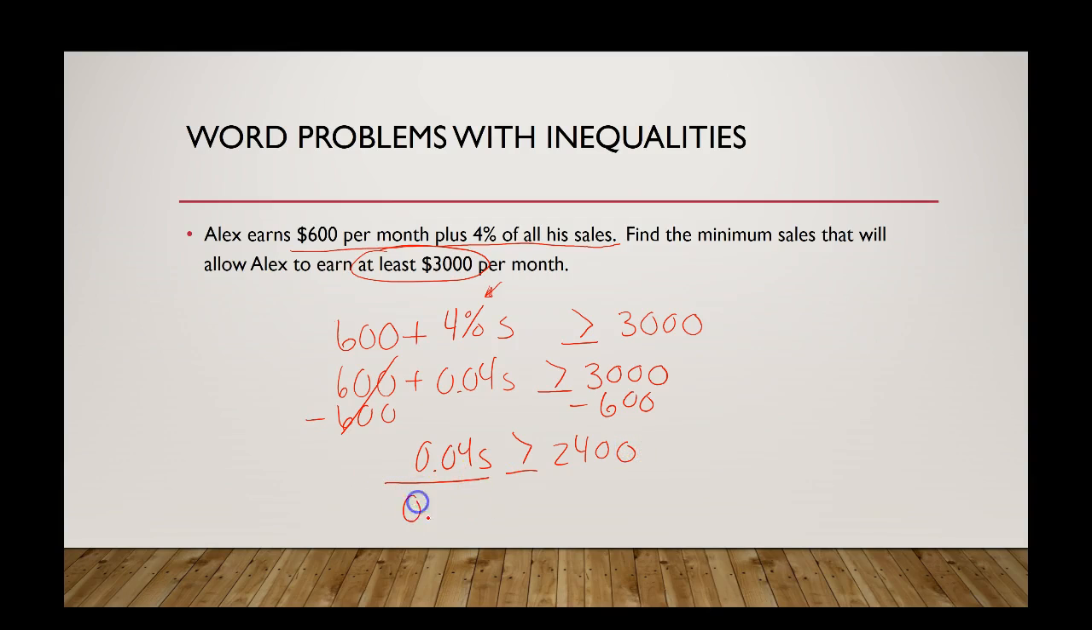And then we're going to divide it by this 4%. And again, because the 4% is positive, I'm going to keep the same direction of the sign. And that's going to give me S has to be greater than or equal to 60,000. Let me double check my math. And yep, that's what I get. So S has to be greater than or equal to 60,000. So the minimum sales, in order for him to get $3,000 per month, he's going to have to sell at least 60,000. So he could sell 60,000 or anything above would give him that monthly payment.